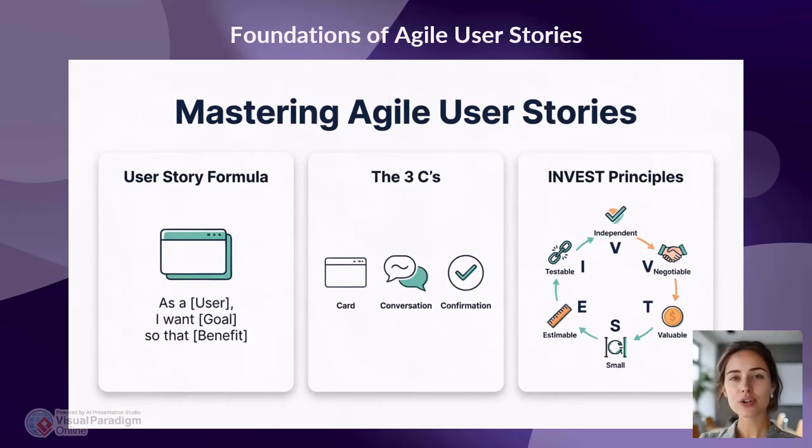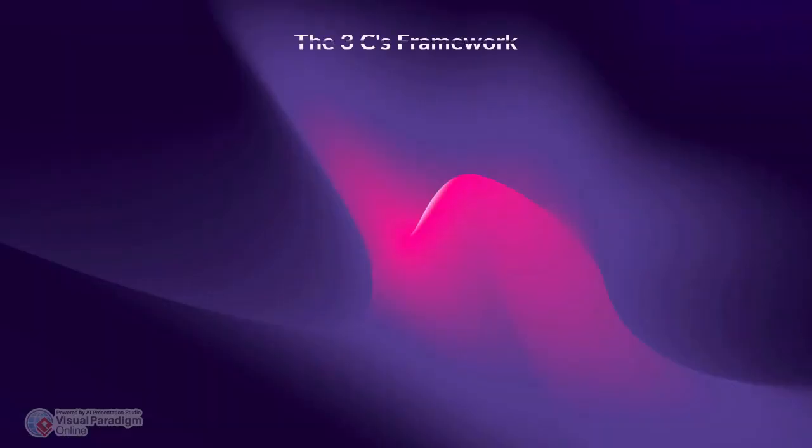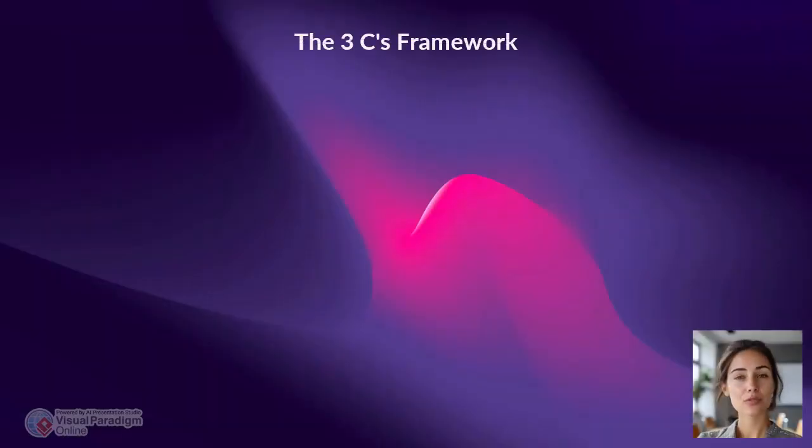User stories shift our focus from technical specifications to user value, ensuring every piece of work solves a real problem. This infographic breaks down the core formula and the three critical components that make stories effective. The 3Cs framework offers a simple yet powerful structure for capturing requirements, while fostering true collaboration within your Agile teams.